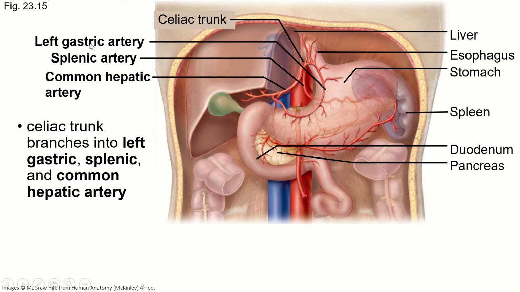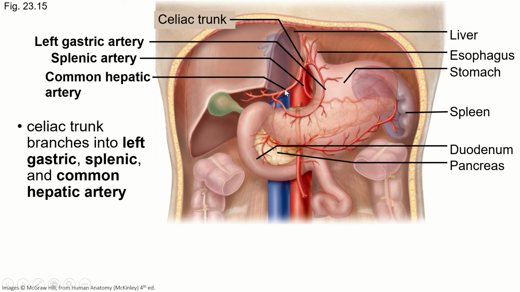Remember, gastro means stomach. Why is it the left gastric artery? Because it branches left of where the right gastric artery comes off. So we have the left gastric artery, the splenic artery that goes behind the stomach. No, the stomach is not see-through. They're just showing it see-through so you can see where this goes to the spleen. And then the common hepatic artery is this one here.